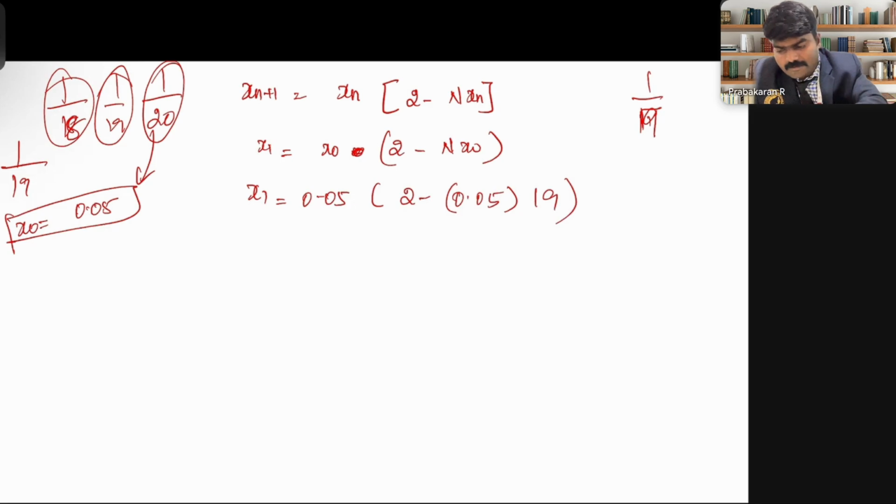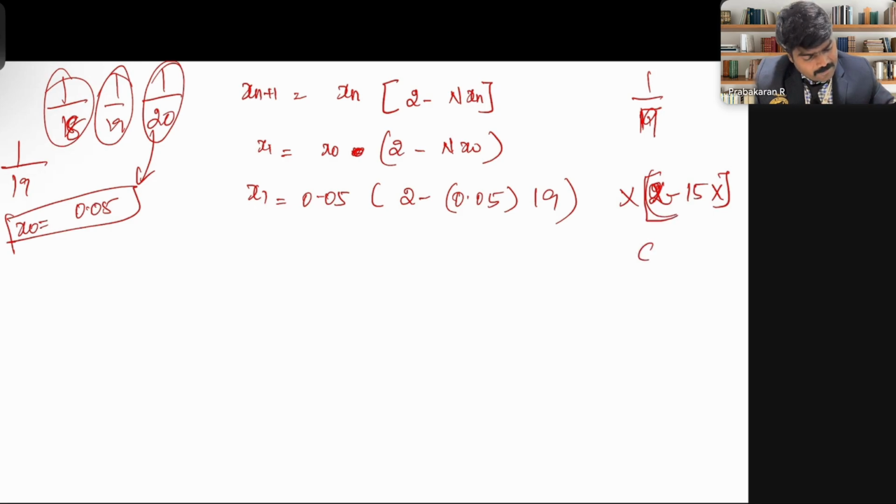You can use a scientific calculator by feeding this in. Simply take x times, open the bracket, 2 minus 19 times x, and use the calc function. To bring the x value, you can use the alpha button, the alphabetical button on your scientific calculator. After pressing alpha, press the close bracket and you get the x value. When you replace x equal to 0.05 and press equal, you'll get the answer. Just try this on a scientific calculator. I hope you're all getting the answer x1 equal to 0.0525.